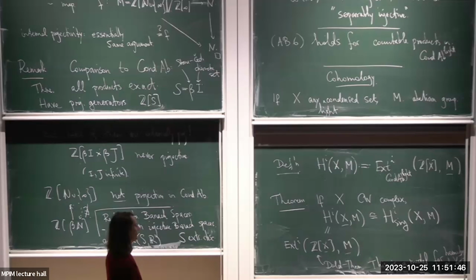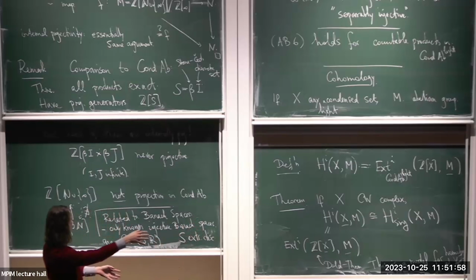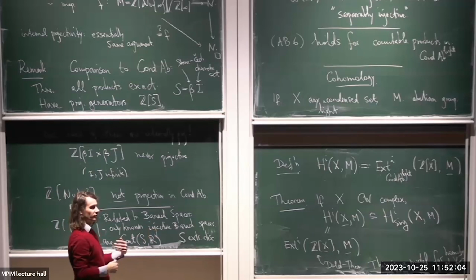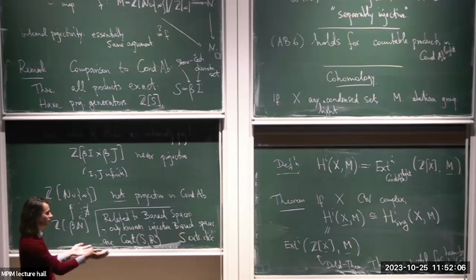Okay. But in practice, one thing you can do is embed light condensed abelian groups into all condensed abelian groups, which is a functor that preserves all colimits and all countable limits. So it's compatible with a lot of operations. And then in there, you have enough projective objects. So for example, if you want to do some computations, you could always work in the larger category and do the computations there.